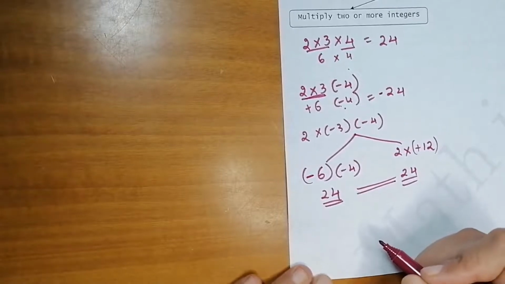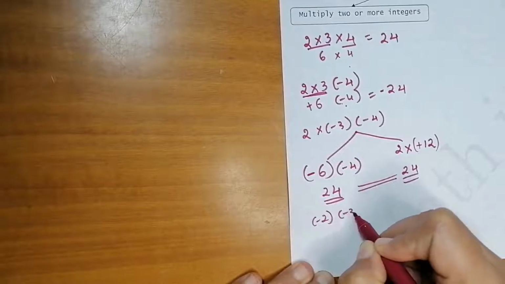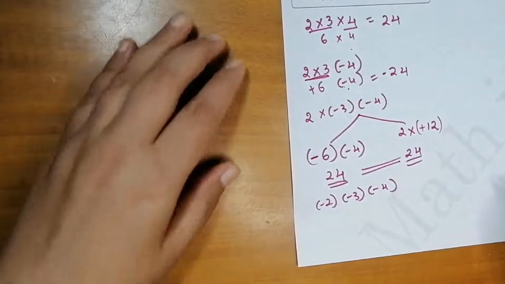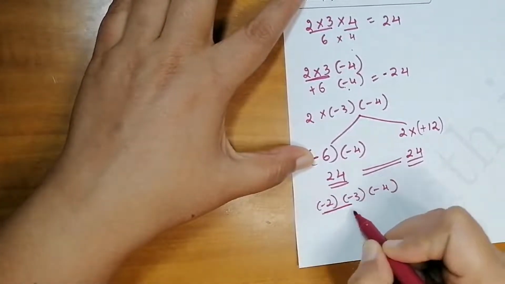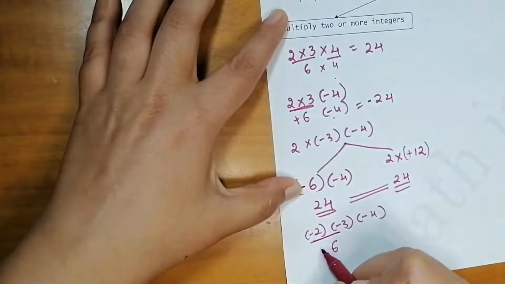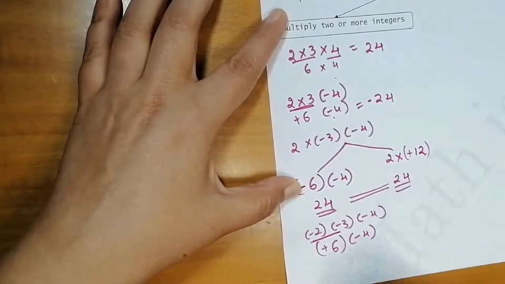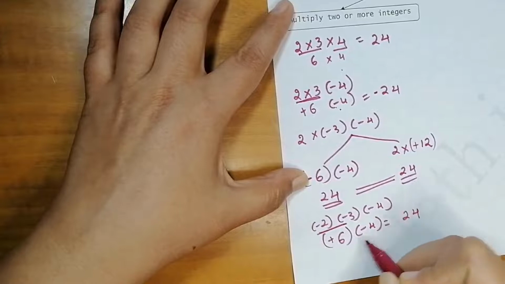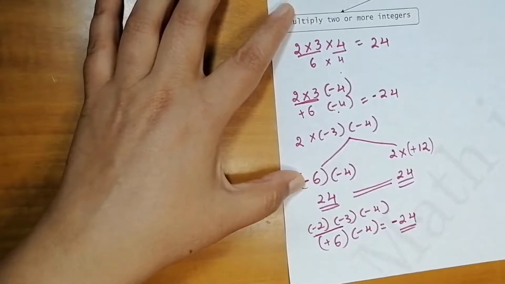Let's try one more example with all of them negative this time. So it's minus 2 times minus 3 times minus 4. Let's do this. 2 times 3 is 6, both are minus, so we have plus, so this is plus 6 basically, and then times minus 4. 6 times 4 is 24, and plus and minus gives you minus, so this is the answer.